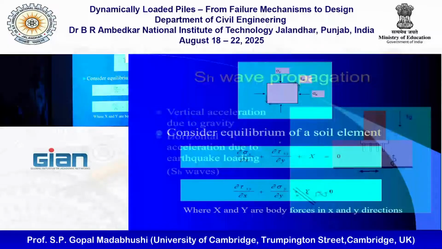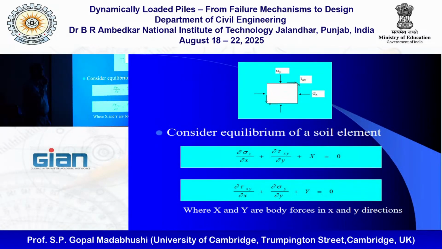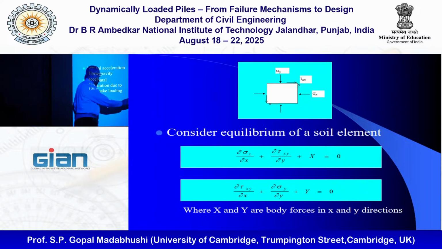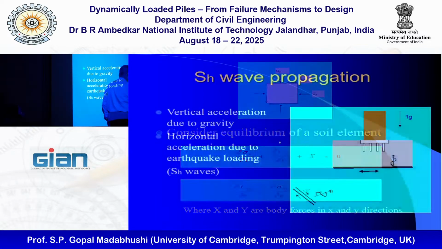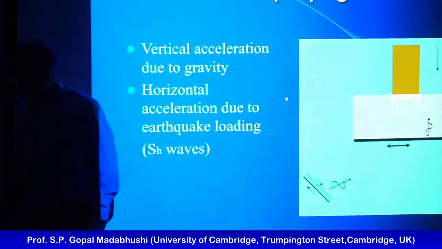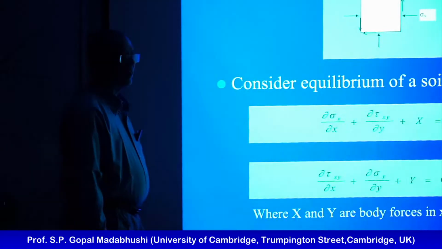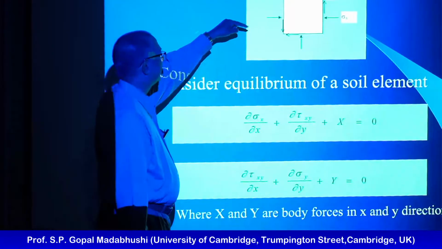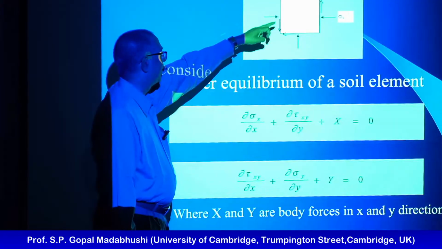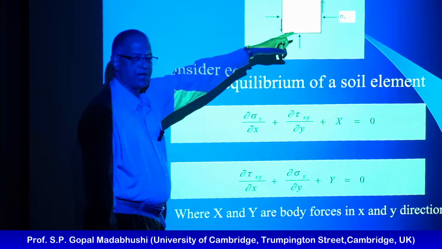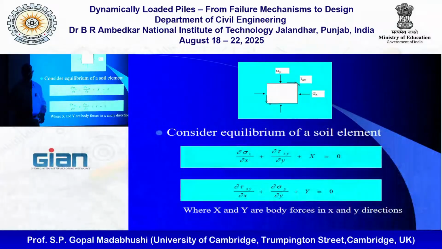Let's do some maths. Suppose I take an element of soil, say somewhere here. I'm going to consider one element of soil there and look at what stresses it will have. Horizontally, let's say I have sigma x, vertically I have sigma y, and I'll also have tau xy on the vertical planes. This is the standard element you would use to draw Mohr's circle, for example.